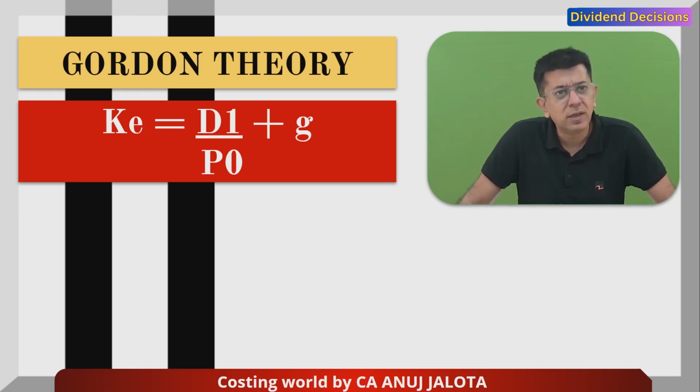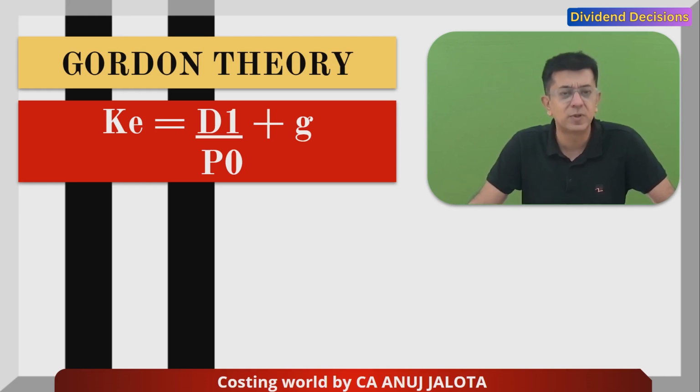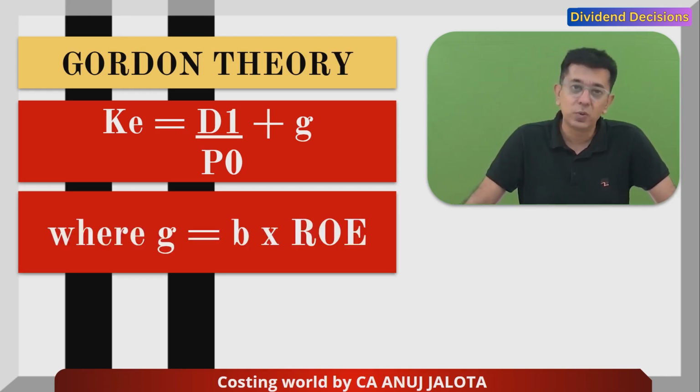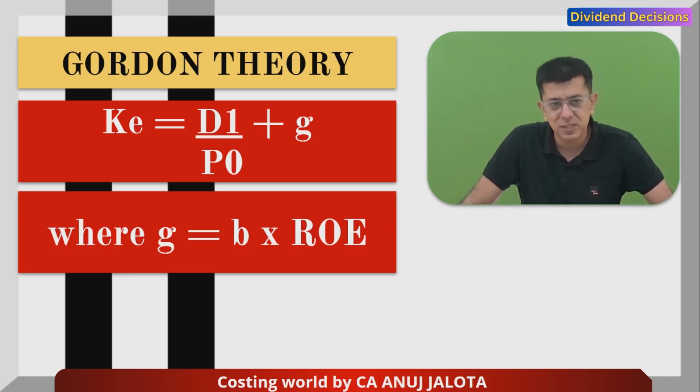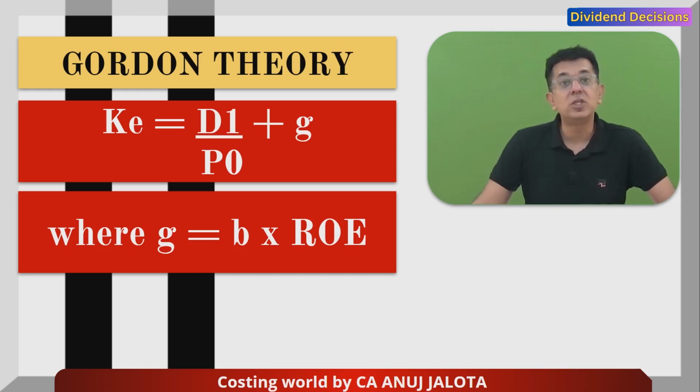Now, in this entire formula, obviously every formula has a lot of assumptions, especially in FM. So this theory was made around a few of the assumptions. But before that, G is calculated as B into ROE. B is nothing but the retention ratio. And ROE, or some people call that small r, is the return on equity that the company is expecting. Now, he had told that G is going to be constant.